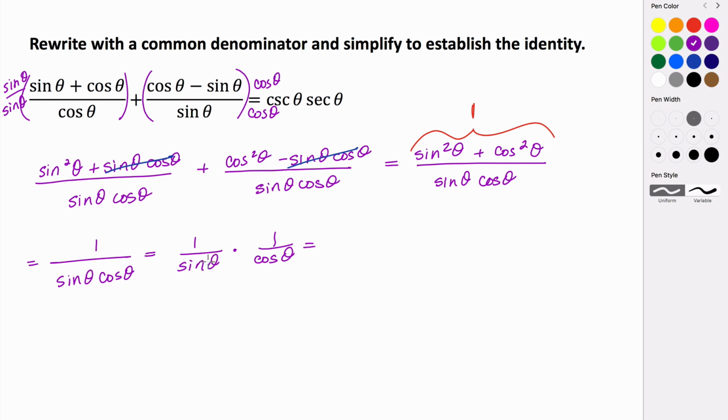And we know that 1 over the sine of theta is the cosecant of theta. And we know that 1 over the cosine of theta is just the secant of theta. And we're taking their product, which is exactly what we wanted to show that it was equal to in our identity.